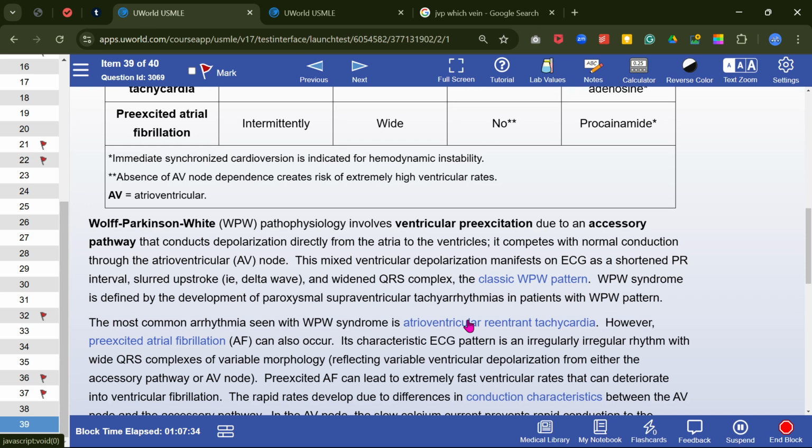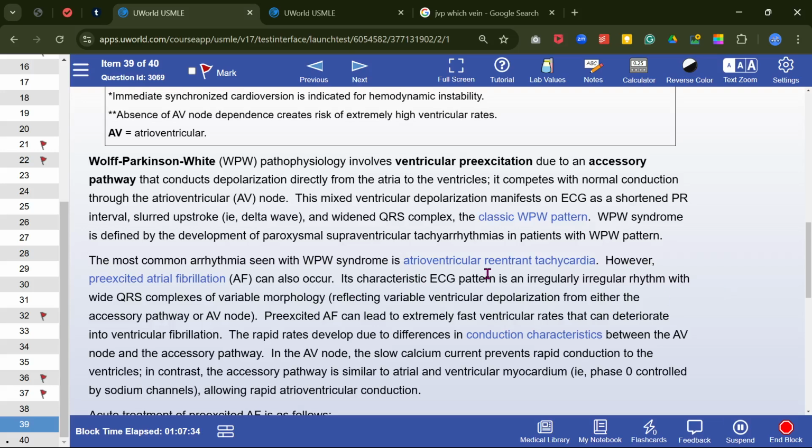WPW syndrome is defined as the development of paroxysmal supraventricular tachyarrhythmia in patients with a WPW pattern. The most common arrhythmia seen in WPW syndrome is AVNRT. However, pre-excited atrial fibrillation can occur. Its characteristic ECG pattern is an irregular rhythm with wide QRS complexes of variable morphology, reflecting variable depolarization from either the accessory pathway or the AV node.